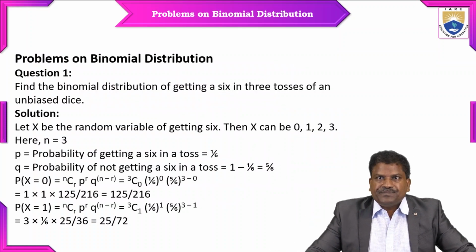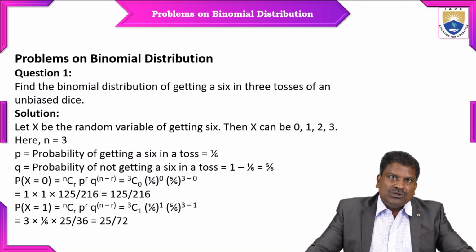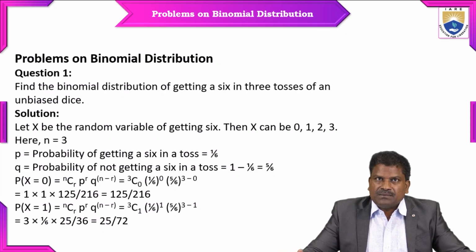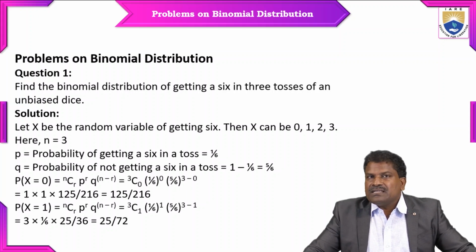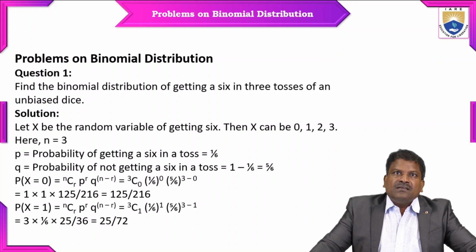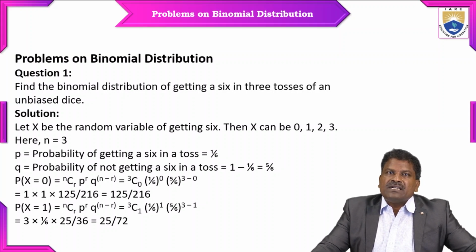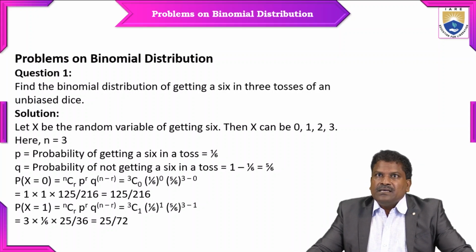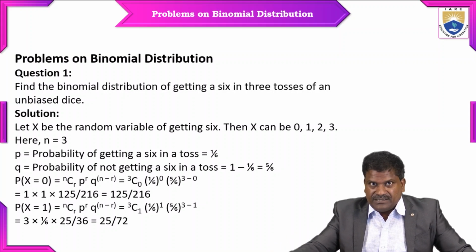Now let us do some very important sums, some interesting sums on binomial distribution. As a part of that, let us see what the first question is asking. Find the binomial distribution of getting a 6 in 3 tosses of an unbiased dice.